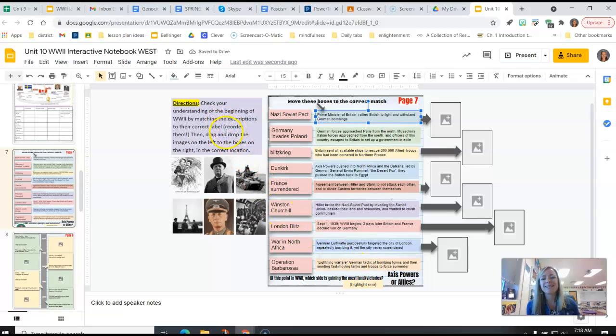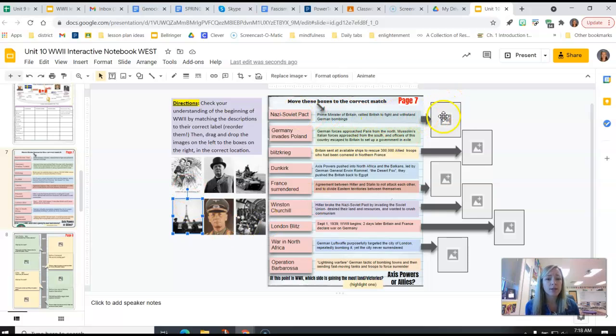Additionally, when you are completely done, take a look at the images over here on the left. You'll notice that in the lecture, I've used most of these images to go with a couple of these things. For example, one of these matches with the Nazi-Soviet Non-Aggression Pact. You'll drag that over to its location.